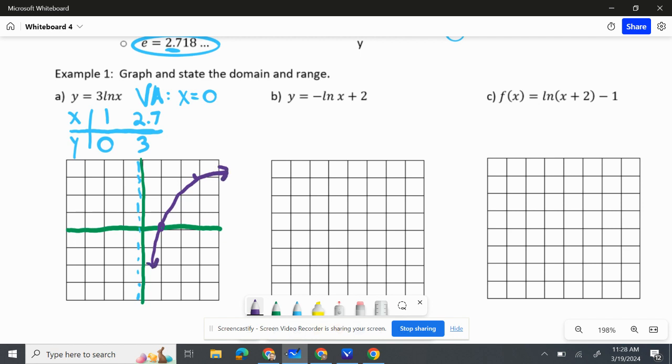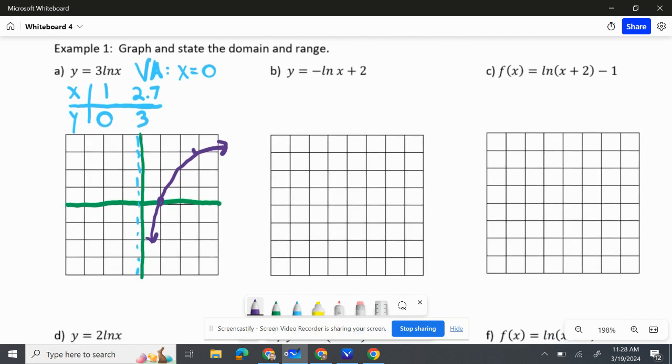And remember, I'm going to do domain and range. And domain and range is going to be exactly just like the logs. The domain is going to be 0 to infinity. And the range is going to be negative infinity to infinity.